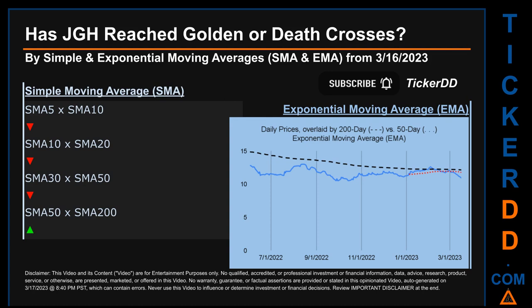For simple moving average, by comparing 50 to 200 days, we found a bullish golden cross signal since the 50-day SMA crossed above the 200-day. Continuing with SMA, we looked across the 5 to 10, the 10 to 20, and the 30 to 50-day ranges to see if golden and death crosses had been reached. We found death cross signals for the 5 to 10, the 10 to 20, and the 30 to 50.